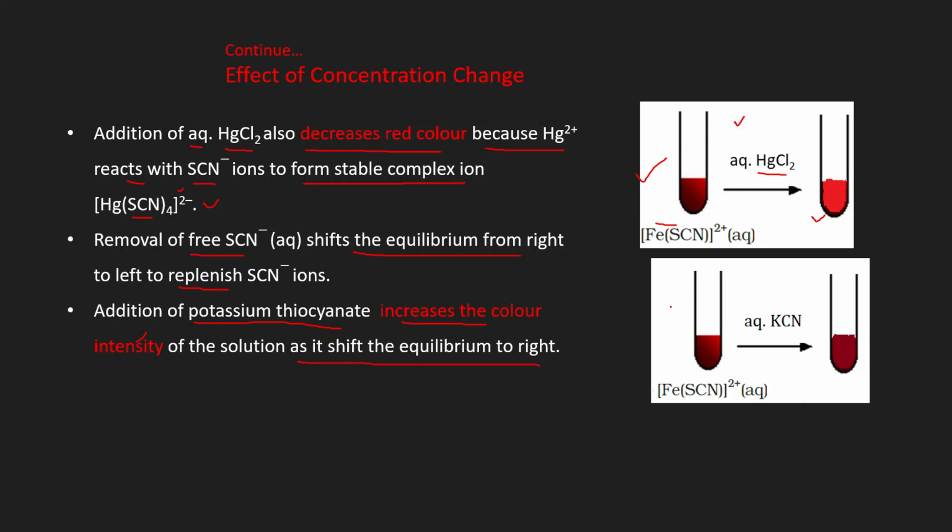This can be explained with the help of this diagram. This is our red color. When we add a larger amount of potassium thiocyanate, a larger amount of this red color compound is formed. So the intensity of the red color increases.